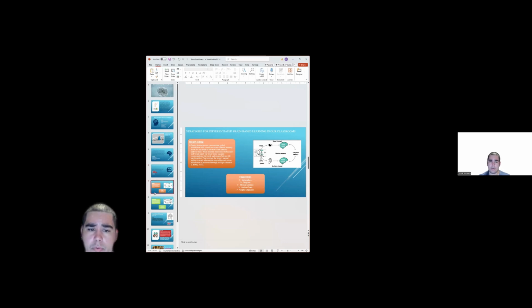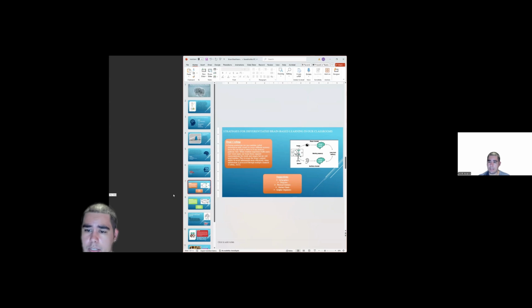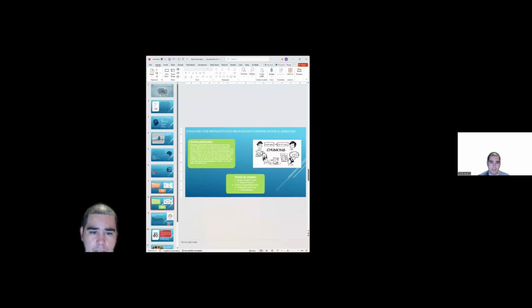The second strategy we're going to be using is chunking information. Basically, chunking is the ability to trick the brain temporarily into holding more memory in our short-term memory by taking information and organizing it into smaller bite-sized pieces. That way, this helps the brain encode information into long-term memory a little bit easier.